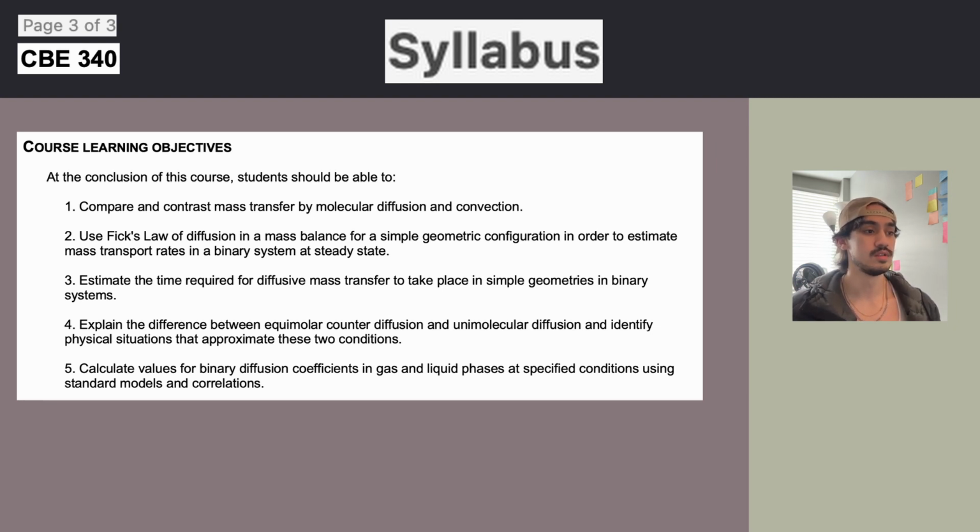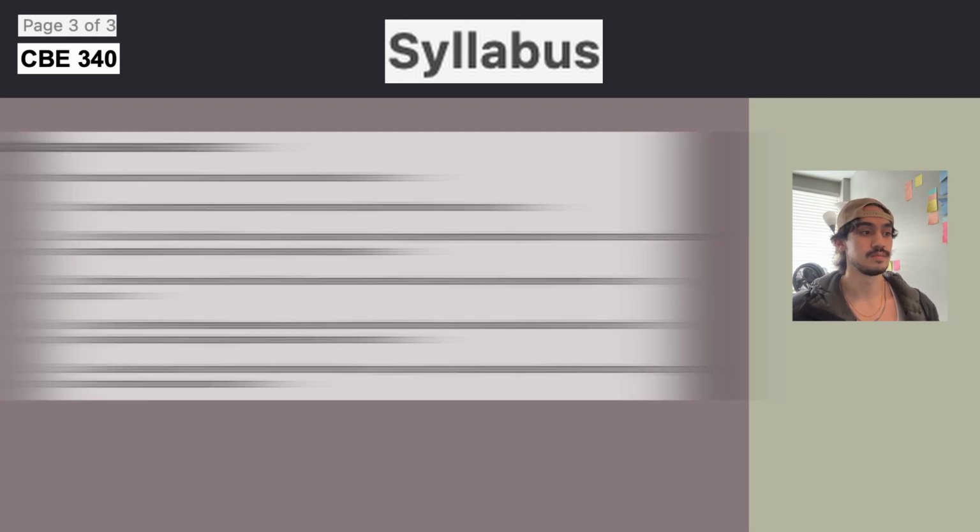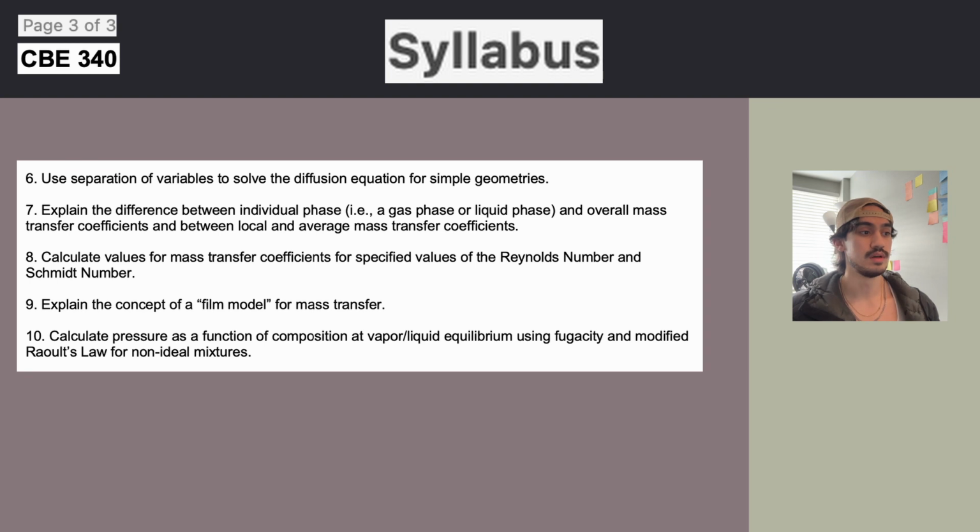4. Explain the difference between equimolar counter-diffusion and unimolar diffusion and identify physical situations that approximate these two conditions. 5. Calculate values for binary diffusion coefficients in gas and liquid phases at specified conditions using standard models and correlations. 6. Use separation of variables to solve the diffusion equation for simple geometries.